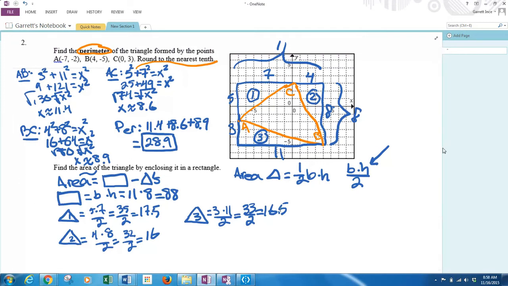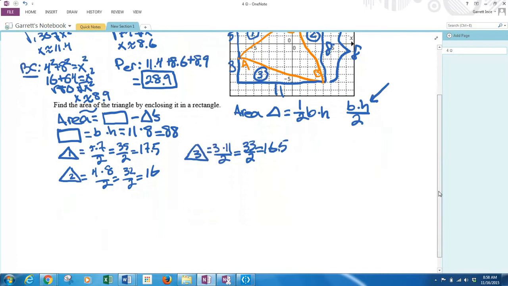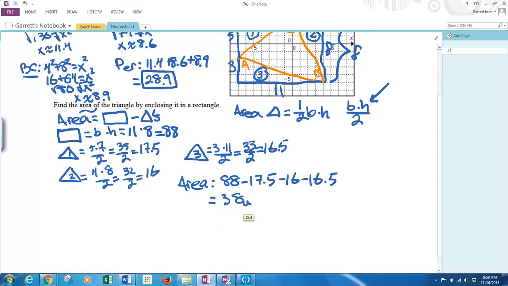Now, getting back to what we have over here, we know that the area is equal to the rectangle minus the triangles. So let me find a little bit more space here for this monster. I'm finally ready to finish this thing out. So I know that the final area is going to be equal to my rectangle of 88 minus my 3 triangles, which were 17.5 minus 16 minus 16.5. Once you bust out the calculator and figure this one out, it ends up being 38, but remember it's an area question, so you want to make sure that you put units squared.